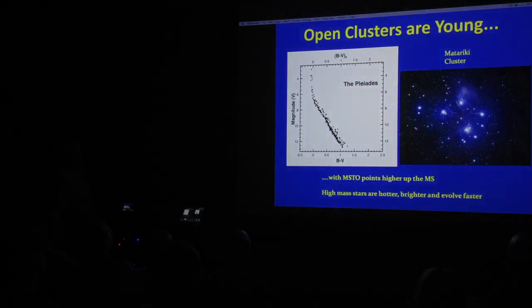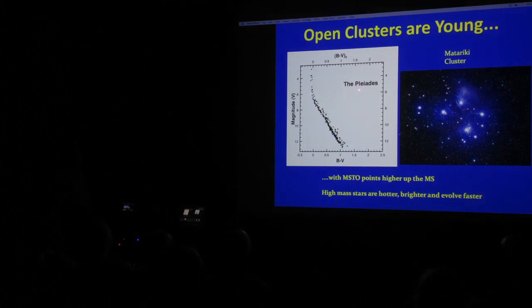So let's have a look at some. So there's Matariki or Pleiades, the open star cluster. It's young, which means it hasn't had time for these stars here to use up all the hydrogen in their core. So it's just that main sequence turn-off point is nice and high.